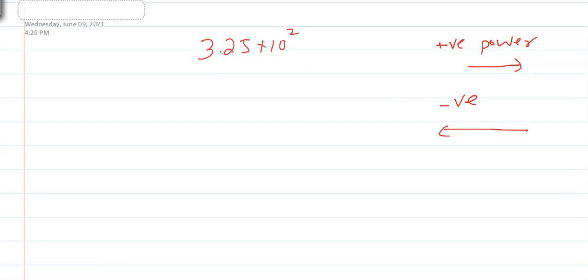So if I have to write it, the power of 10 is 2. So move the decimal 2 digits from left to right. Okay, so 1 digit, 2 digits, so it will become 325, and then don't write the power, it will be 325.